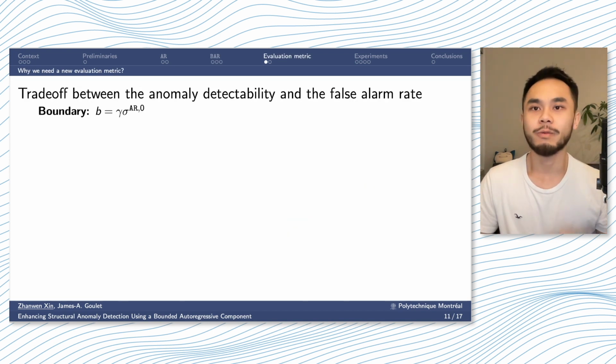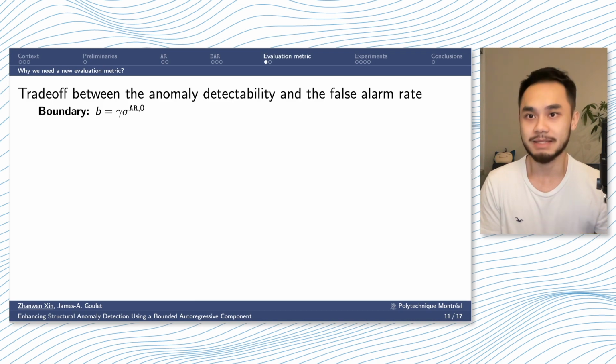Until this point, we've seen the mathematical preliminaries of BDLM, and we see what the AR and BAR components are. And now we will go through the evaluation metric that we used in the experiment.